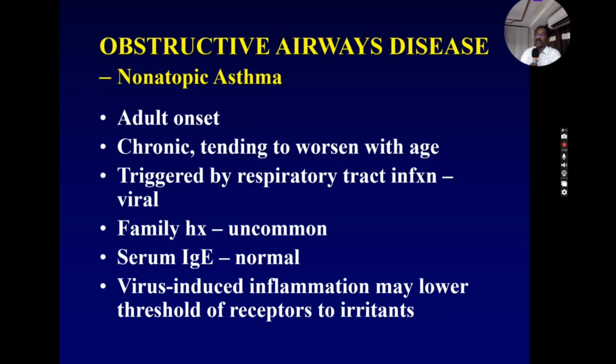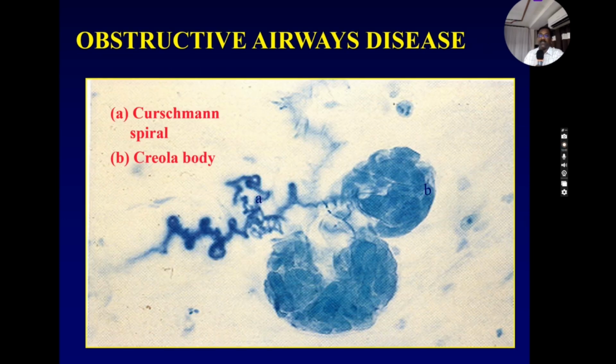Non-atopic asthma is the adult onset, chronic one, tending to worsen with age, so it is more common in elderly individuals. It's triggered by respiratory tract infections, especially viral. Family history is uncommon, whereas in atopic asthma the family history will be there. Serum IgE is normal here, whereas in the earlier atopic asthma it will be very much abnormal. And here the virus-induced inflammation may lower the threshold of the receptors to the irritants.